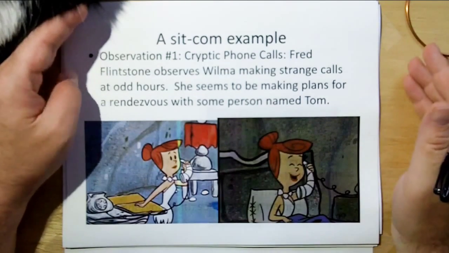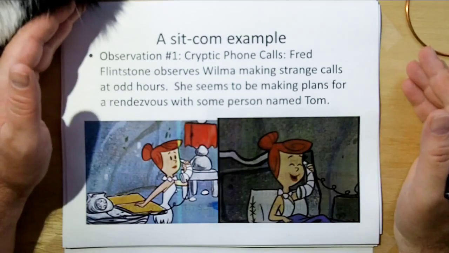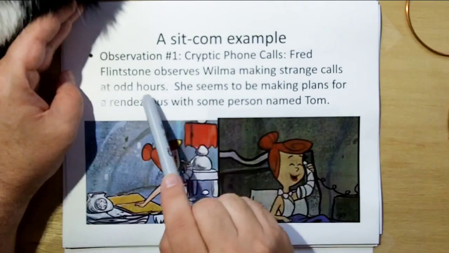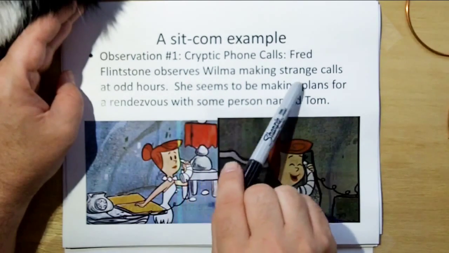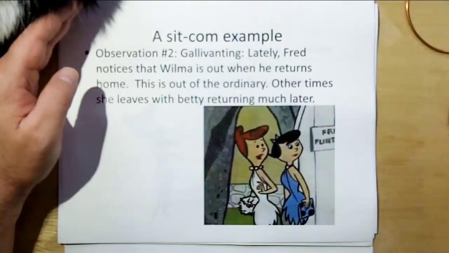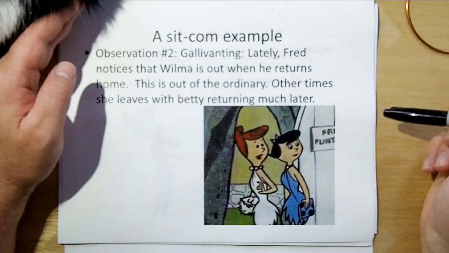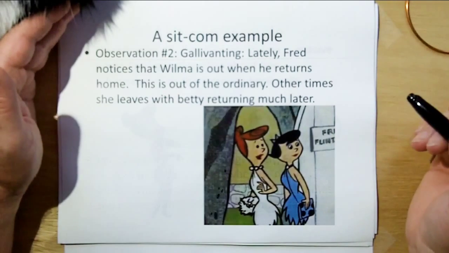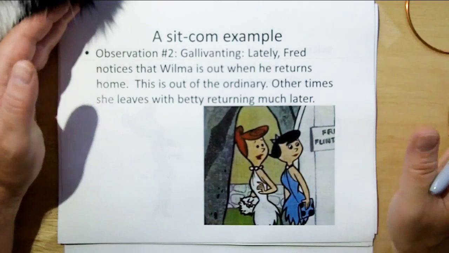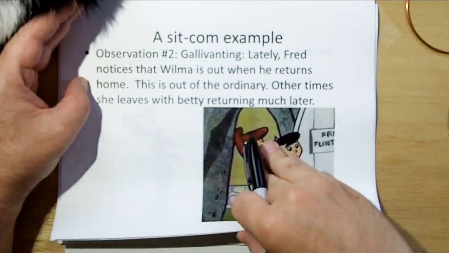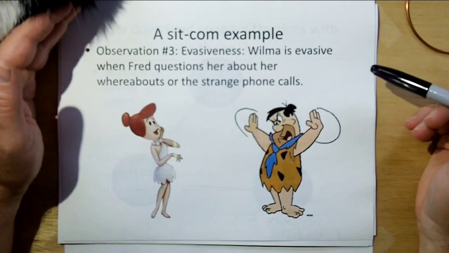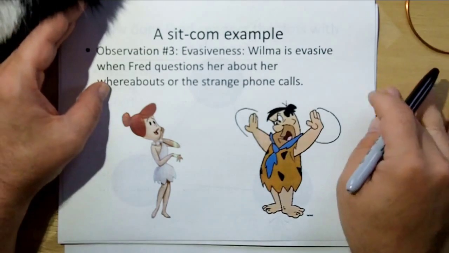Now let's use a sitcom example. Let's use the Flintstones, and let's say that Fred is making observations about Wilma. Observation one: Fred notices Wilma making strange phone calls at odd hours. She seems to be making plans for a rendezvous with some person named Tom. Observation number two: gallivanting. Wilma is out when he returns home, and this is out of the ordinary. The other times she leaves with Betty, returning much, much later. And the third observation is Wilma is evasive when Fred questions her about her whereabouts and the strange phone calls.